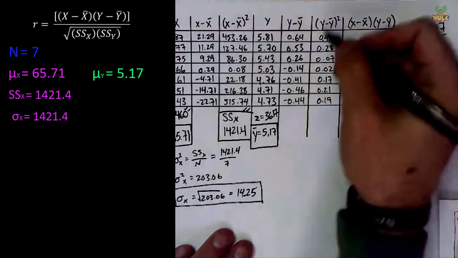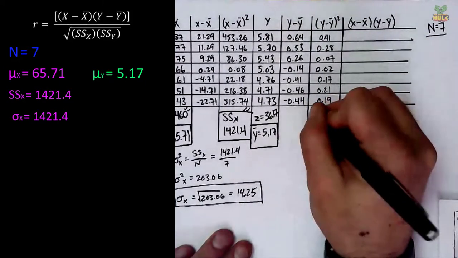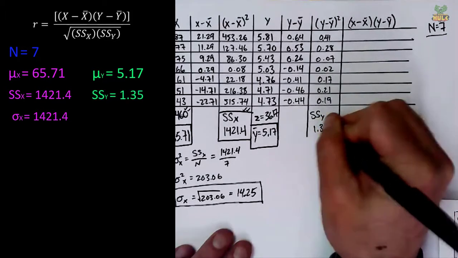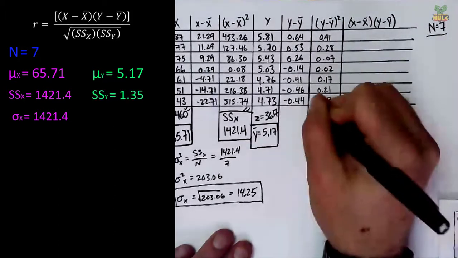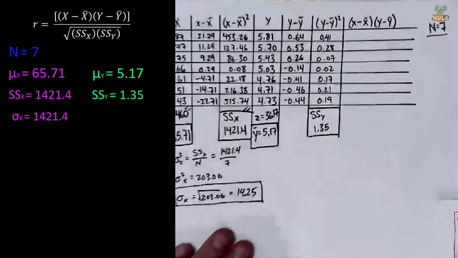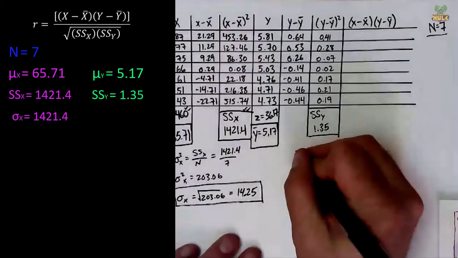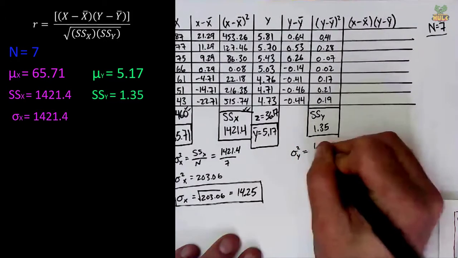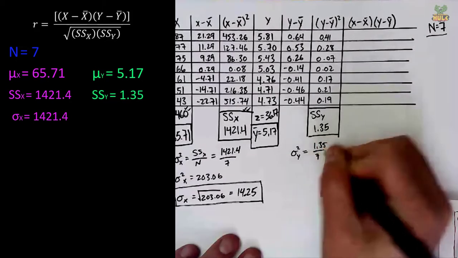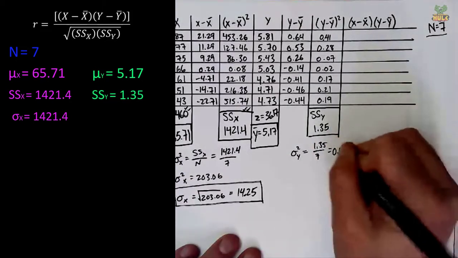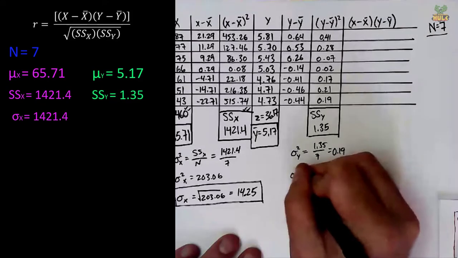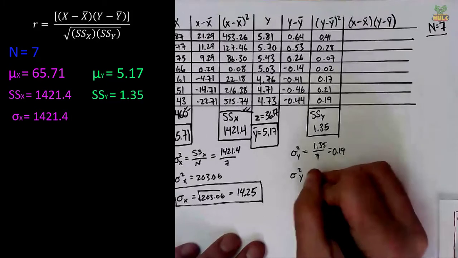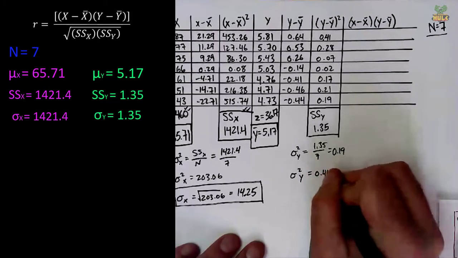All right, now we have to sum all of those up. So our sum of squares y is 1.35. Now we got that value as well. So let's get our standard deviation of y. First, get variance of y equal to 1.35 divided by 7, which is equal to 0.19. Then the standard deviation of y is the square root of that value, which gives us 0.44.